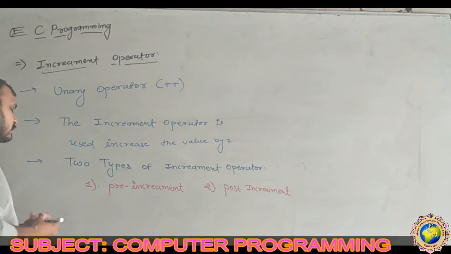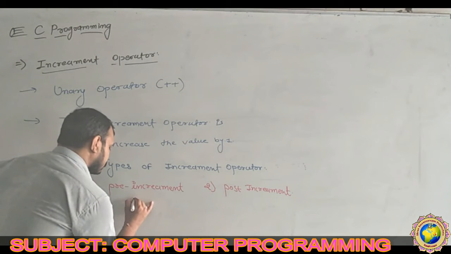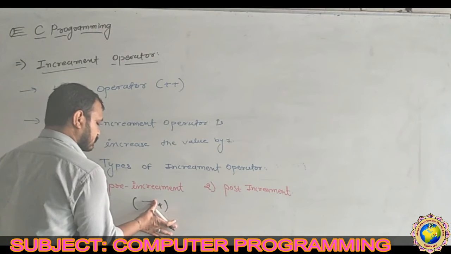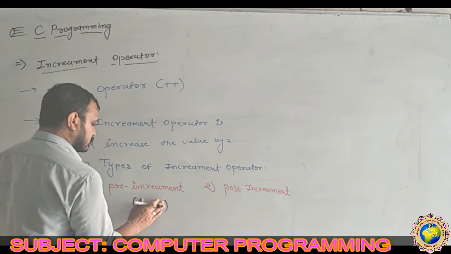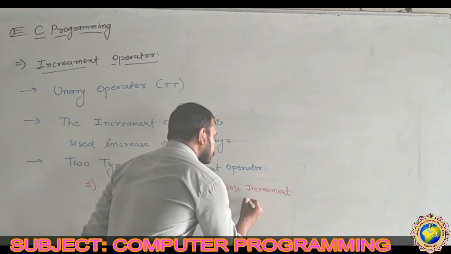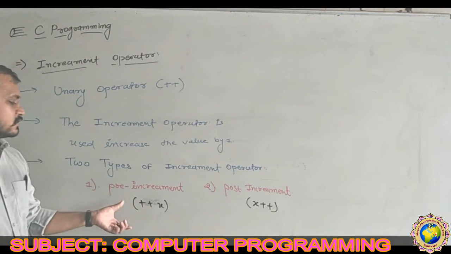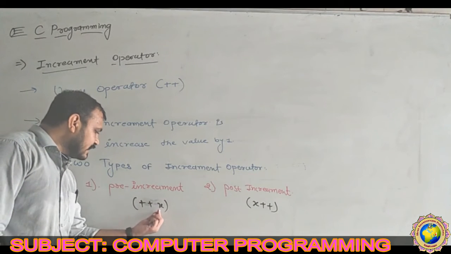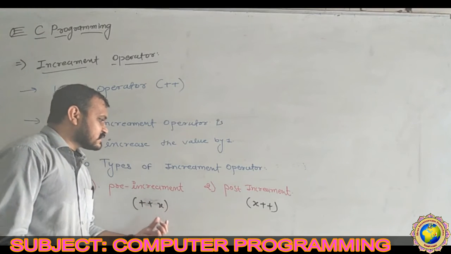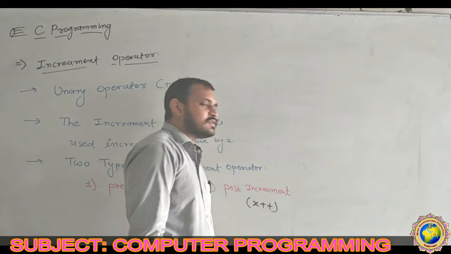Okay, so pre-increment means ++x, and post-increment is x++. You have to remember that in a pre-increment the plus is written before the x, and in the post-increment the plus is written after the x.